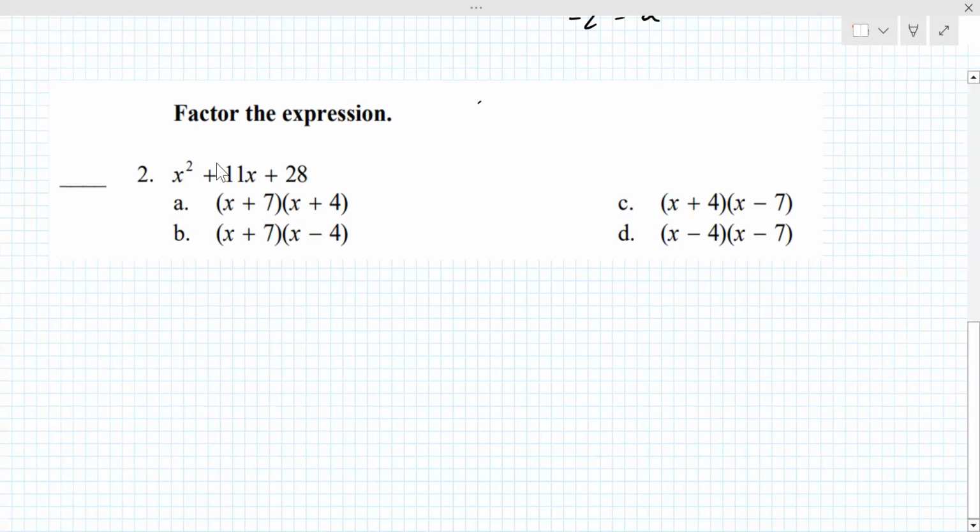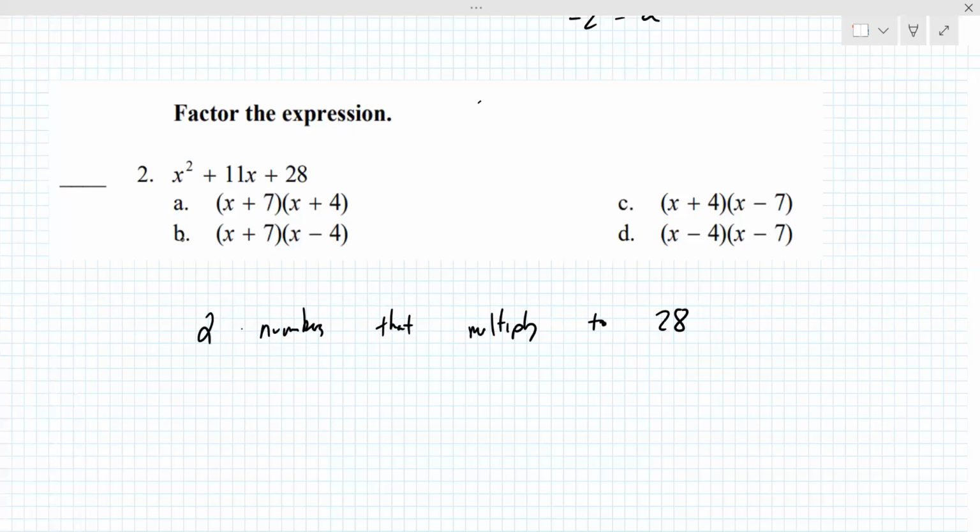Wouldn't you find the lowest common factor between 11 and 28, or the greatest? So you're looking for two numbers that multiply to 28 and add to 11. Yes. Okay. Now they're kind of helping you out here with the answers. You can see it's some variation on 4 and 7.